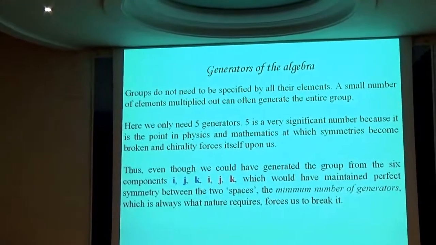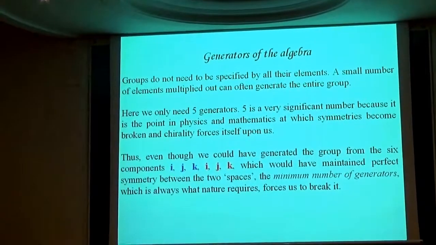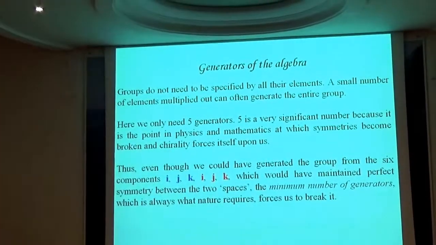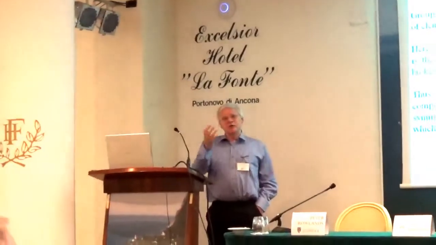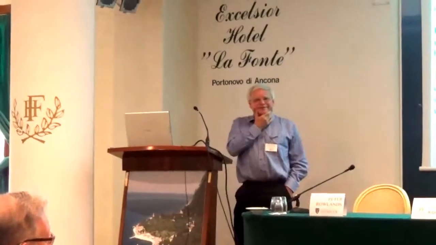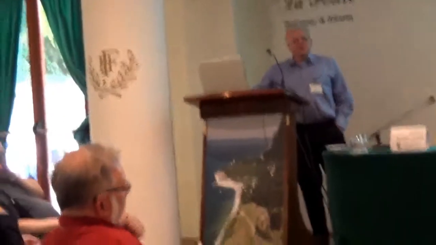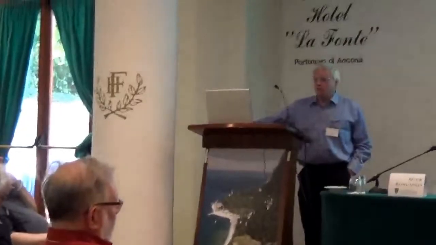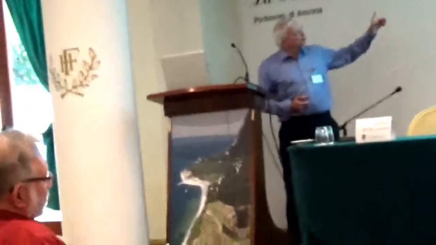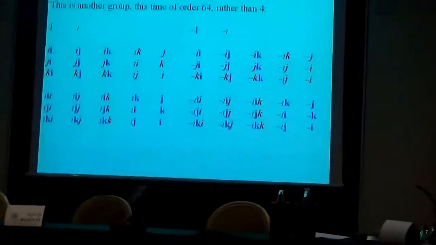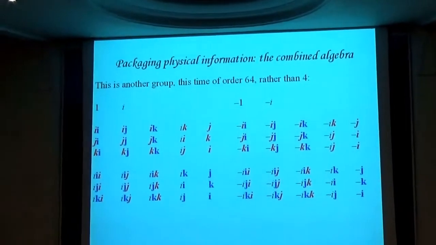Now, a group doesn't need to be specified by all its elements. That's a group of order 64. You can just pick out some elements and it will give you the whole group. Here, the minimal number is 5. It's not 6. So that's very nice and symmetrical, but that is not the minimum number. Nature will always go for the minimum for whatever reason. And we can choose a minimum by choosing any of those groups of 5. So the positive line at the top on the left, those 5 are generators of the whole group, and so are any of those sets of 5.